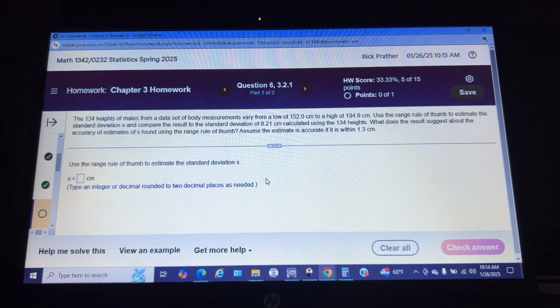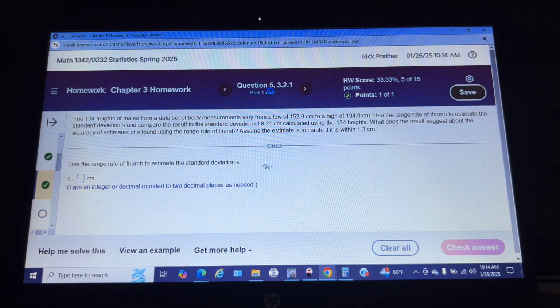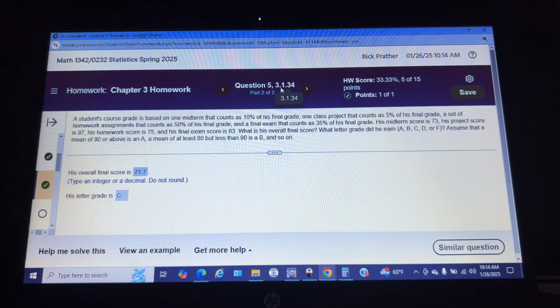So you can do that in this class and all your classes. When you go into D2L and look at your grades, it shows you your overall average at any point in each of your individual grades, but it's really just doing what problem number 5 did. The program is doing that calculation for you. Okay, so notice that question 5 has a 3.1 on it and then 34 for the number. That's section 3.1, problem 34.